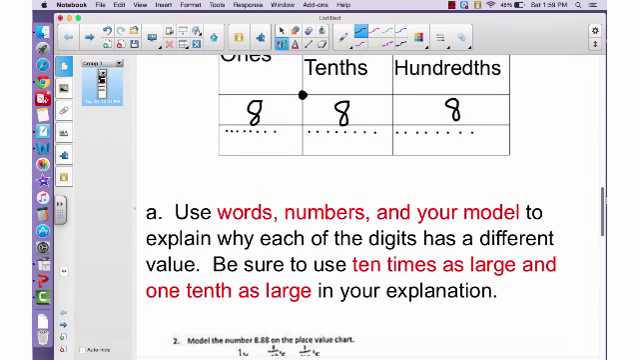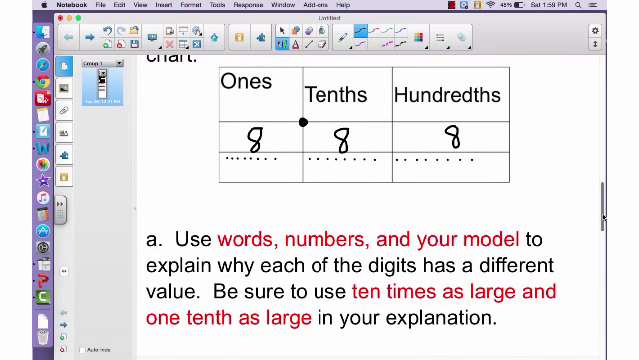Then, when you scroll down to part A, it says you need to use words, numbers, and your model to explain each of those digits and why they have a different place value. We made sure to put a box around that in your assessment so you would remember to do all three. Well, your model is already here if you drew in the place value chart. Remember, it wasn't given on the assessment. You actually had to make your own chart. So I'm going to cross off the model because I already have that here.